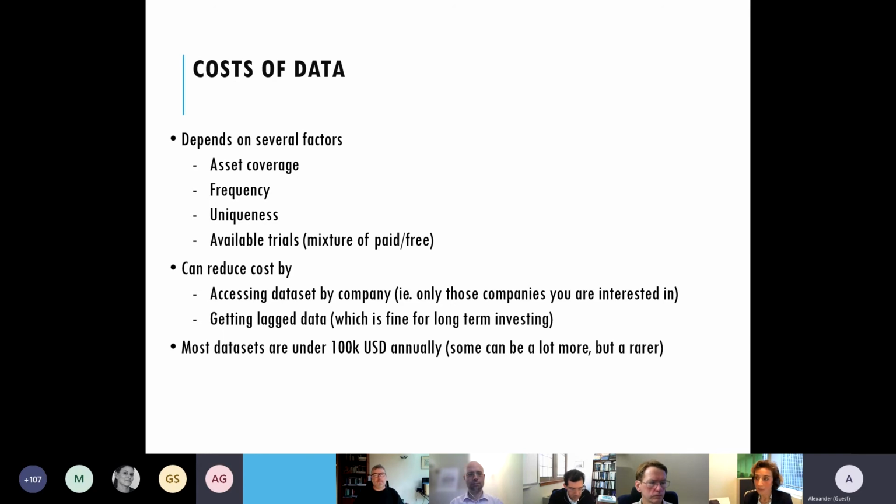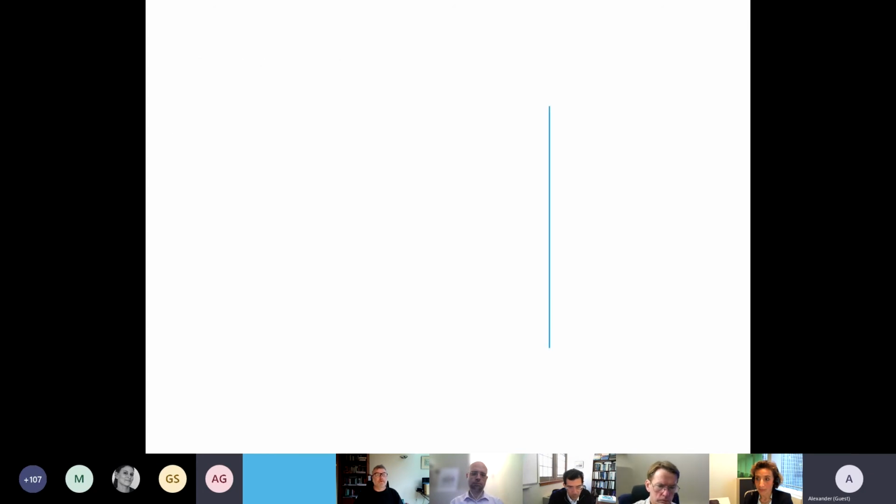If there are more desks using certain data sets, of course, there is a discount when more subscriptions are purchased from the data vendor. So what we see is centralization of this data negotiation and onboarding process.